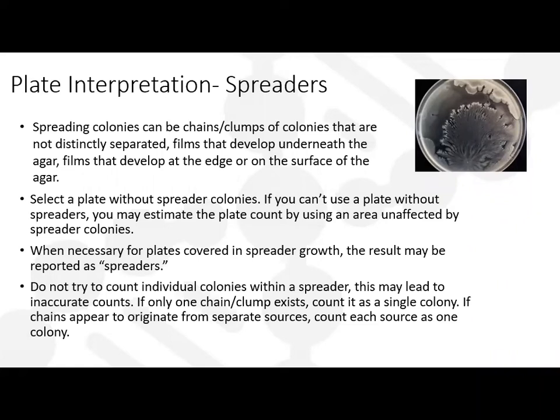Okay. Don't try to count individual colonies within a spreader. This is probably going to lead to inaccurate counts. If only one chain or clump exists, it's typically counted as a single colony. If your chain appears to originate from separate sources, you can tell either by one's a different color, one's a different texture. So if they appear to be different, count each source as one colony. Okay.